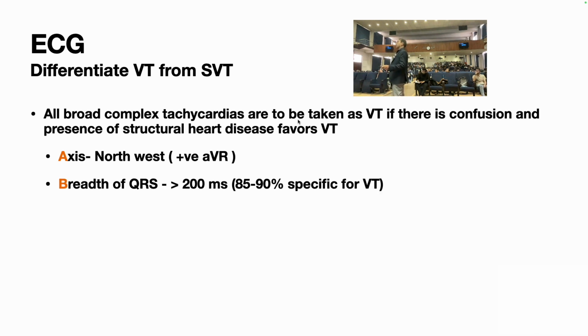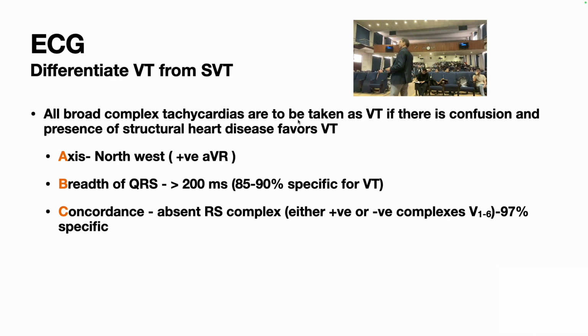If the breadth of the QRS complex is greater than 200 milliseconds, greater than one large square, this is a very strong case of ventricular tachycardia. In bundle branch blocks, usually it's not that broad a complex.